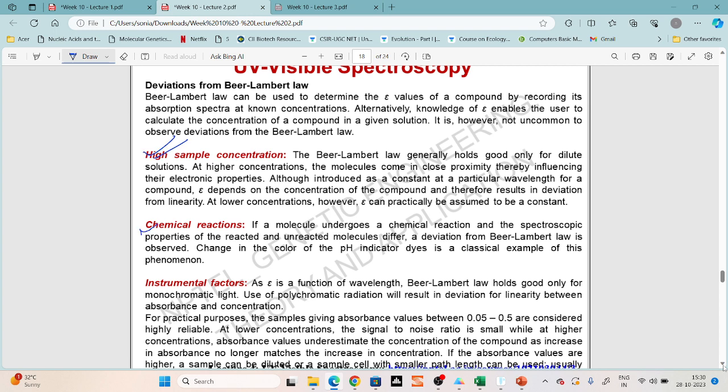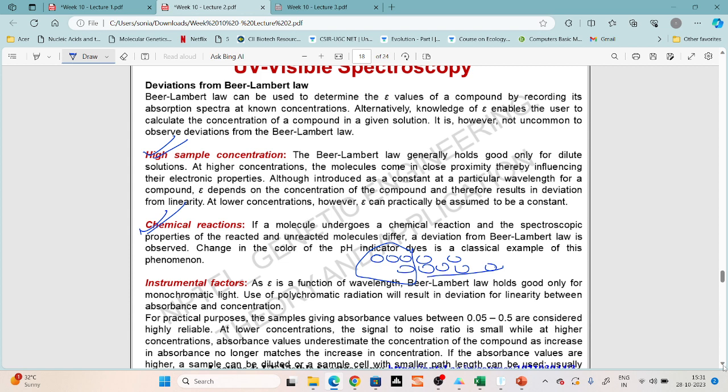Then second is chemical reactions. What is the meaning of chemical reactions? If a molecule undergoes a chemical reaction, then the spectroscopic properties of the reacted and unreacted molecules will be different. That means if these are some molecules, the same molecules, but some are going through chemical reactions and these are not, then the properties of these will be different. Therefore, the spectroscopic properties will also be different and the Beer-Lambert law cannot hold.